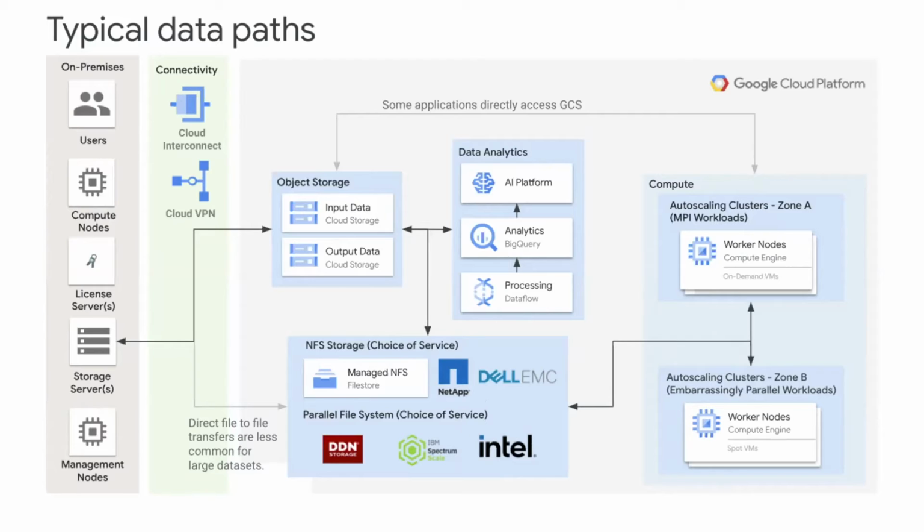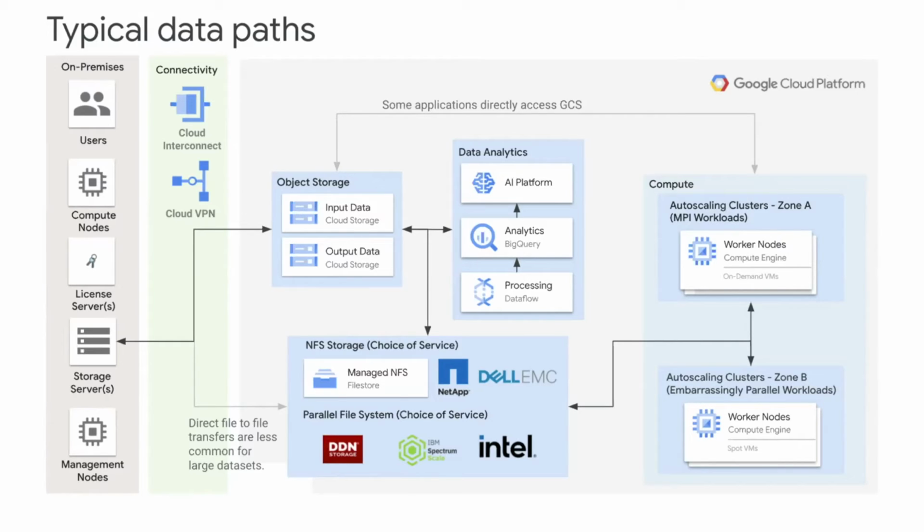Less common, but it also exists, is where customers send their data directly, either by SCP or something similar, directly into their storage. That typically happens when you have smaller data sets. For large data sets, this is not very common. What also happens sometimes is that some applications directly access GCS, and of course that requires applications to be changed, but customers see the scalability benefit from doing that.